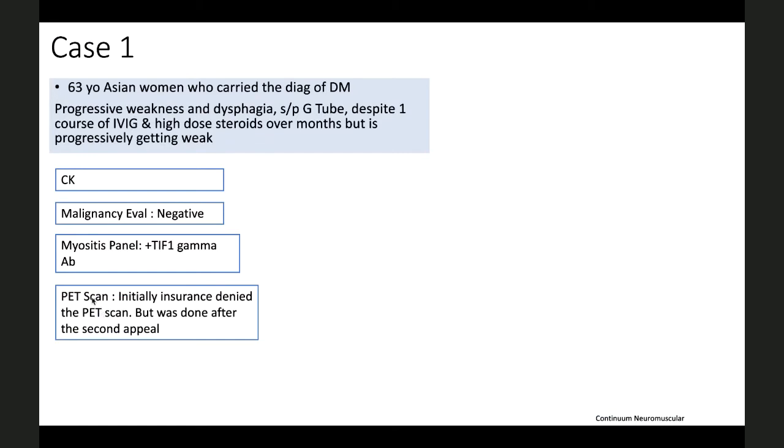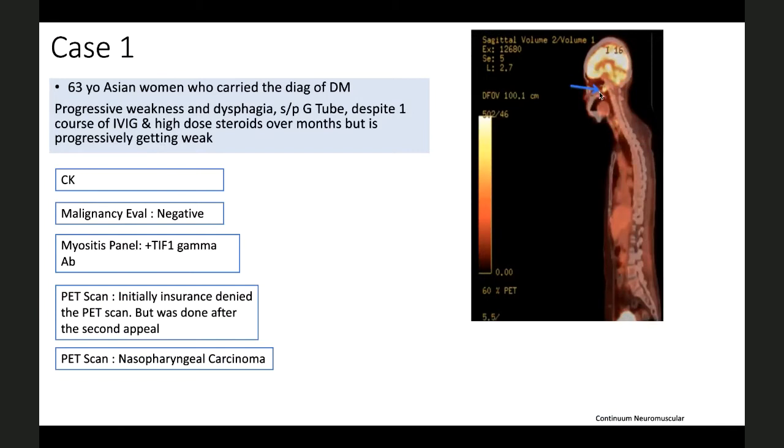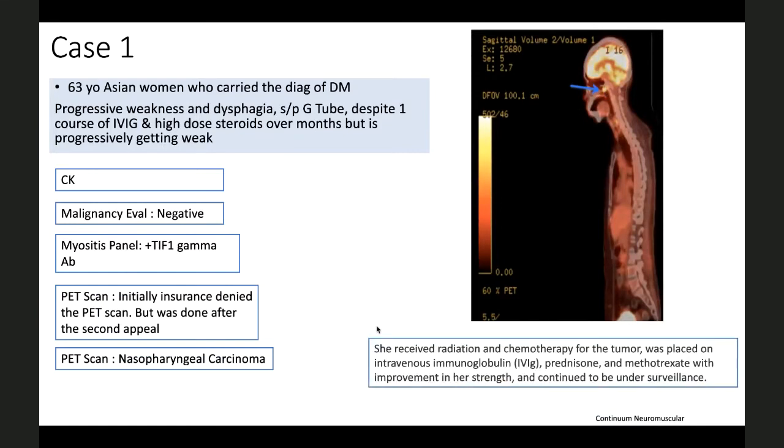So the PET scan was ordered, but then insurance denied the PET scan, and it was done after multiple appeals. So the PET scan showed nasopharyngeal carcinoma, as you can see that I have pointed out here. My point for this slide is that we know TIF1 gamma is associated with cancer. Once it was figured that she had this nasopharyngeal carcinoma, she was treated with radiation and chemo, along with IVIG, prednisone, and methotrexate, and eventually all her strength improved. She's now working, and she continues to be under surveillance.